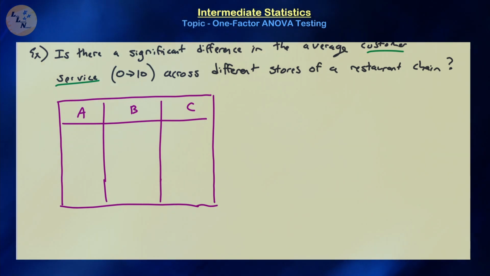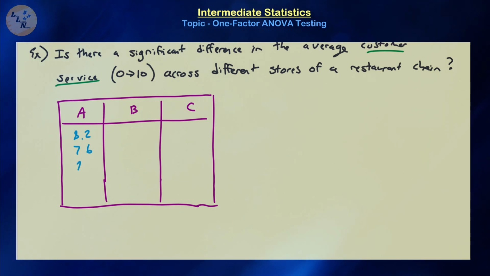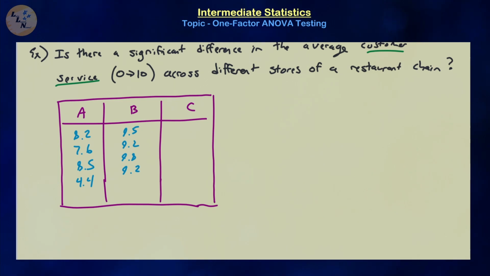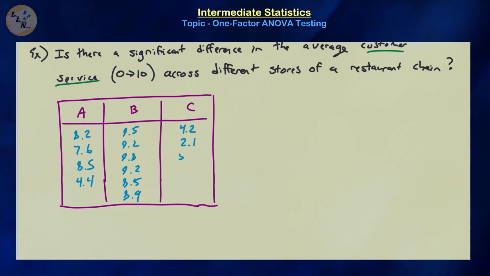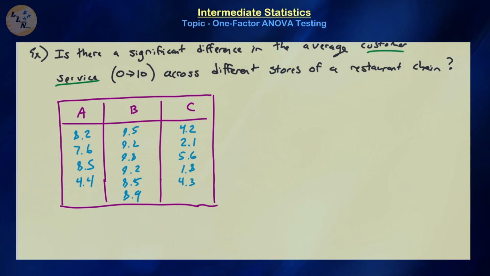Let's assume from Store A we were able to survey 8.2, 7.6, 8.5, and 4.4 levels of customer service. In Store B, let's assume we were able to sample 9.5, 9.2, 9.8, 9.2, 8.5, and 8.9 customer service levels. And for Store C, let's assume we were able to observe 4.2, 2.1, 5.6, 1.8, and 4.3.